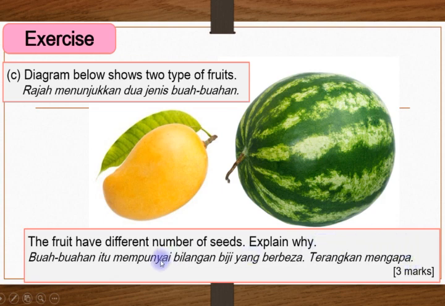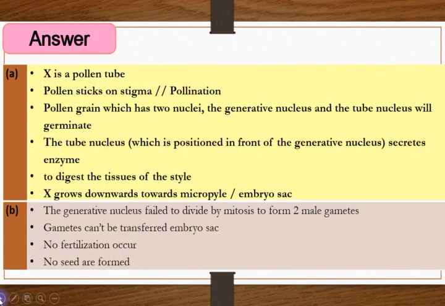Okay, after you copy the question, let's discuss the answer. Alright, in question A just now, what is the question? How is the pollen tube formed? How is structure X formed? So at first, you have to state what X is. X is a pollen tube. Okay, so how does it form?